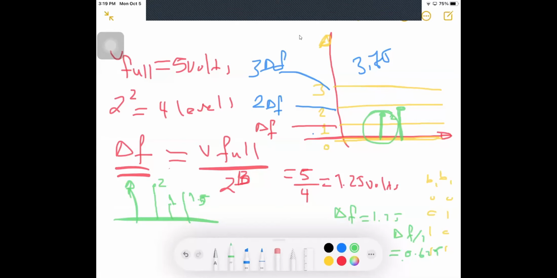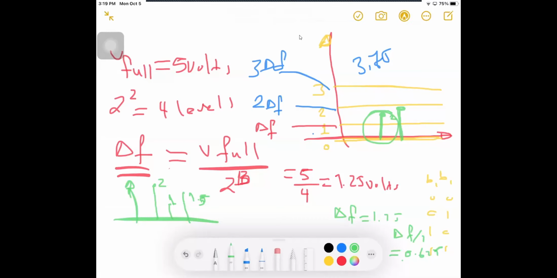Due to this approximation, some error has occurred. This error is called a quantization error. So we approximate the sample values either to the lower level or to the upper level. Doing that will lead to error, and this kind of error is called quantization error.